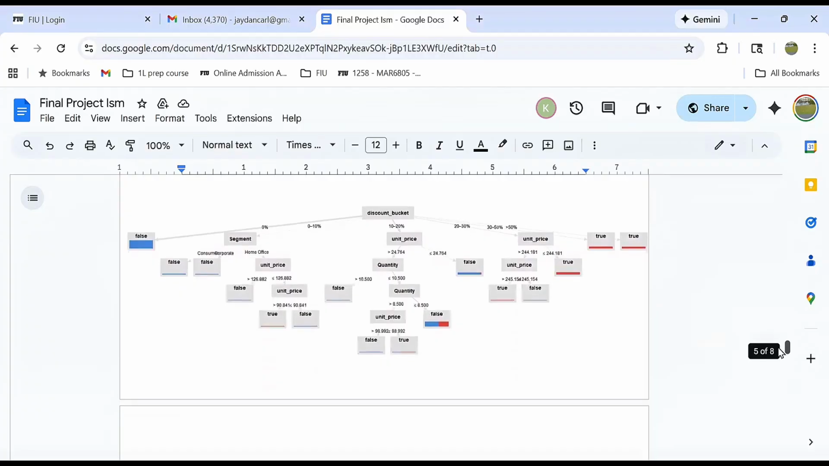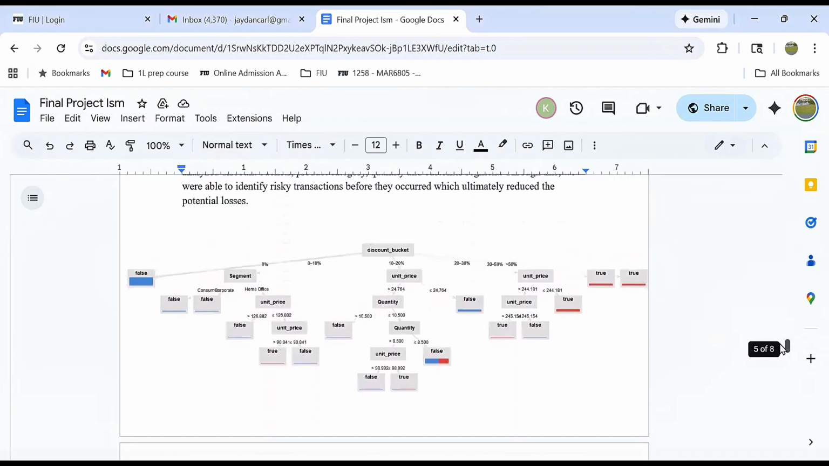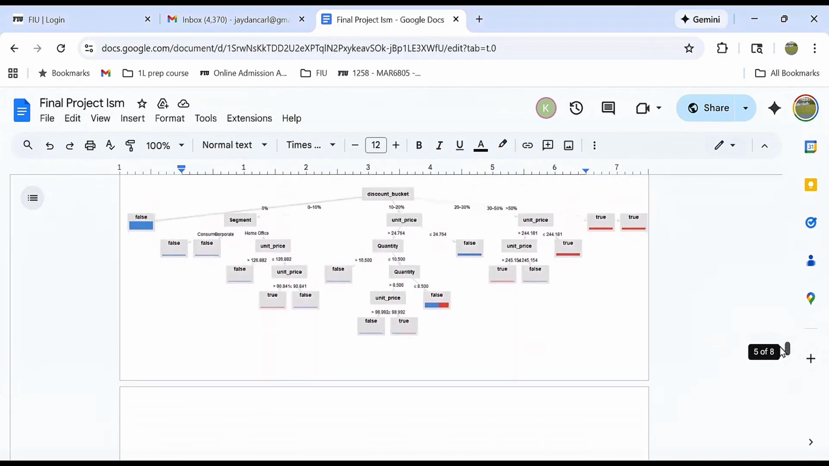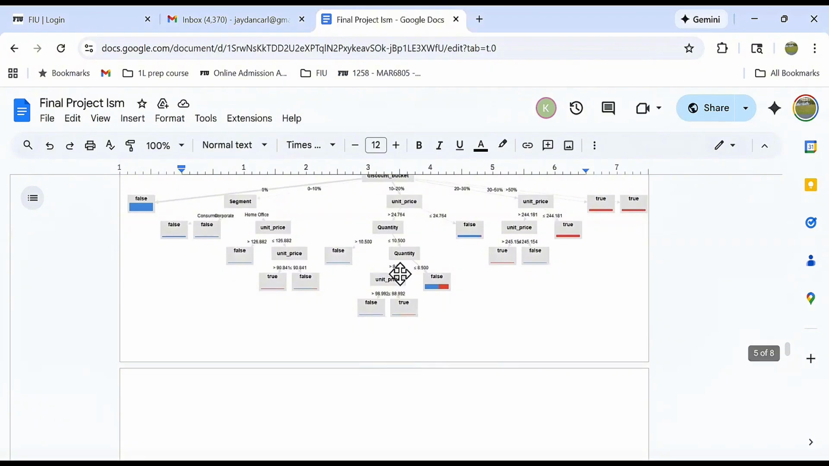Decision trees are a powerful yet easy to understand analytical tool. They work by splitting data into branches based on a series of decision rules, which makes it very clear how different variables influence the final outcome. One of the main advantages of decision trees is their interpretability. Instead of being a black box, we can clearly see which factors matter most and why certain predictions are made.